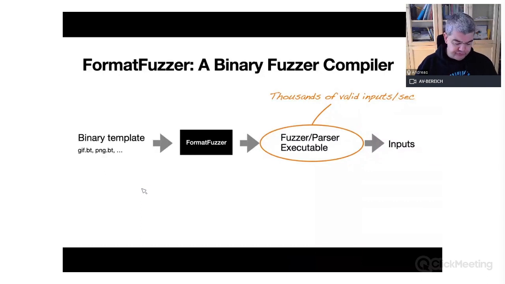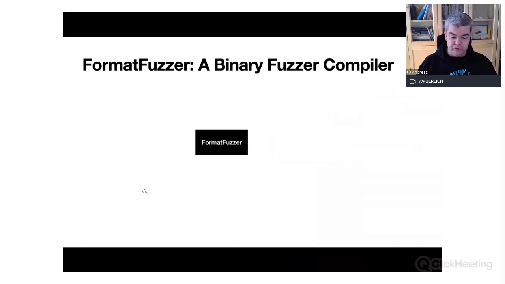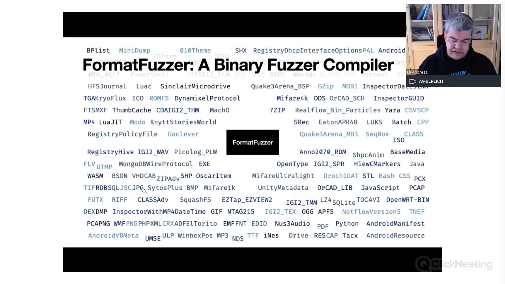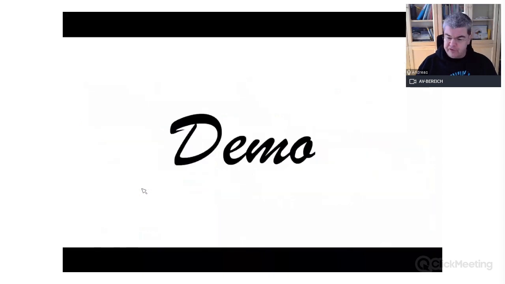And this is lots of fun because your time is used in a much more efficient way. And in the long run, what we want to do is to make this Format Fuzzer usable for all the formats that are around in these repositories. So from GIF, PNG, Bash, CSS, whatever you name it, and therefore create highly efficient fuzzers for all of these formats. So since this is so nice, let me give you a demo on how Format Fuzzer works.